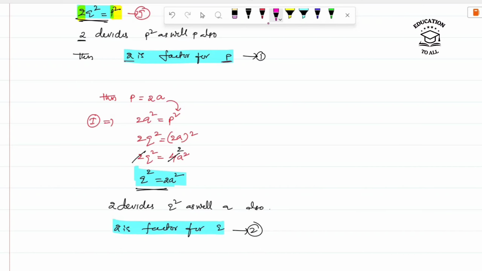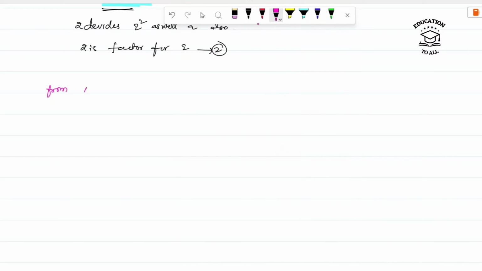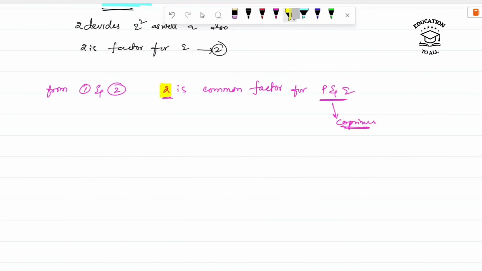So now I can conclude that from equations 1 and 2, 2 is a common factor for p and q. But actually what is our consideration? p and q are co-primes. But now I am proving what? Both have a common factor, 2. It means that our assumption is definitely wrong. So it contradicts the fact.